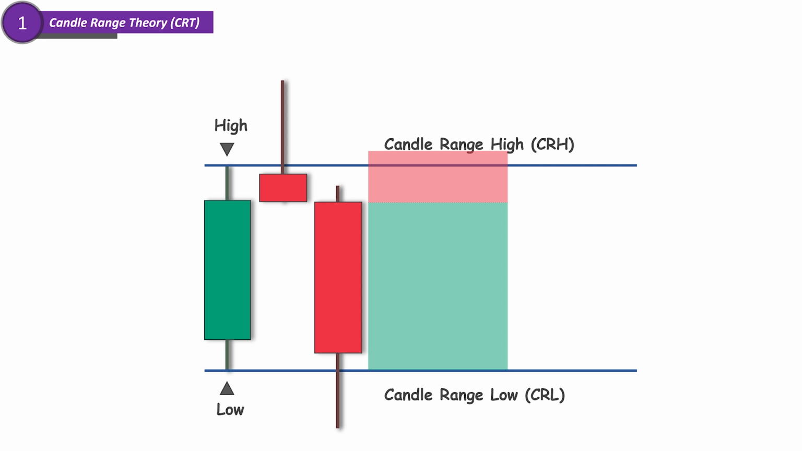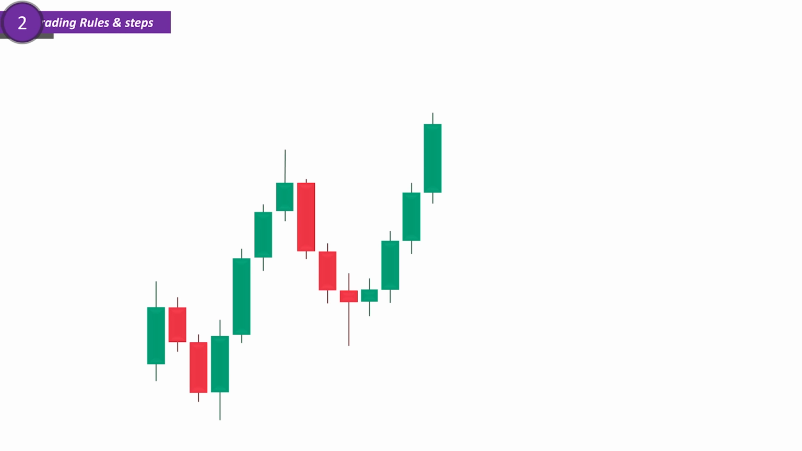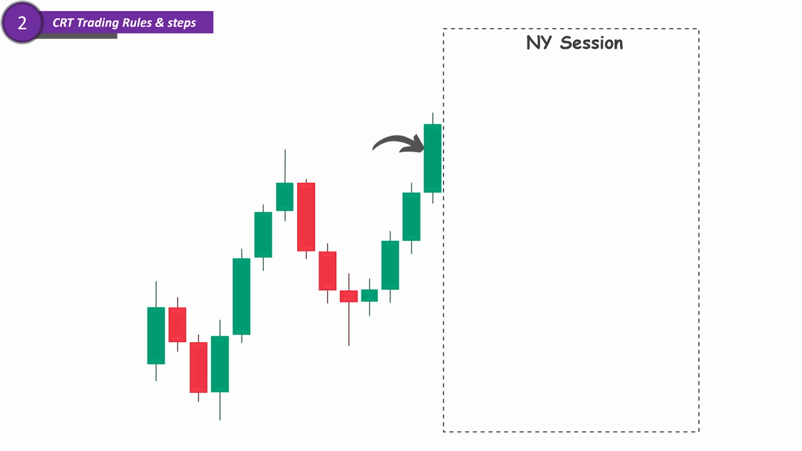Now, that was just the general idea and reasoning behind candle range theory. Let's move on to the actual rules and break down how to trade it step by step on the chart. Now, the first question is, which candle should you choose to apply the candle range theory? If you've studied this topic, you'll know that one of the most popular approaches among traders is to focus on the 1-hour candle just before the New York session opens.